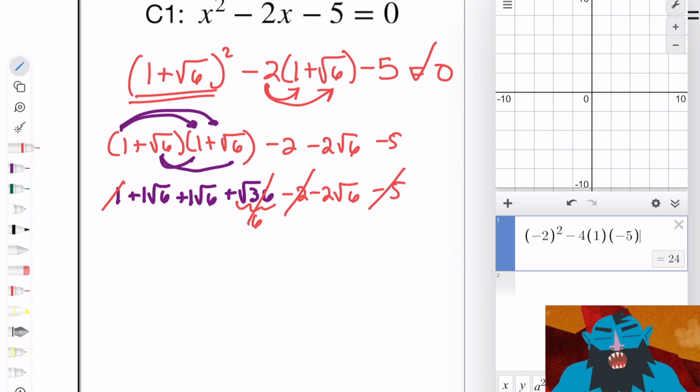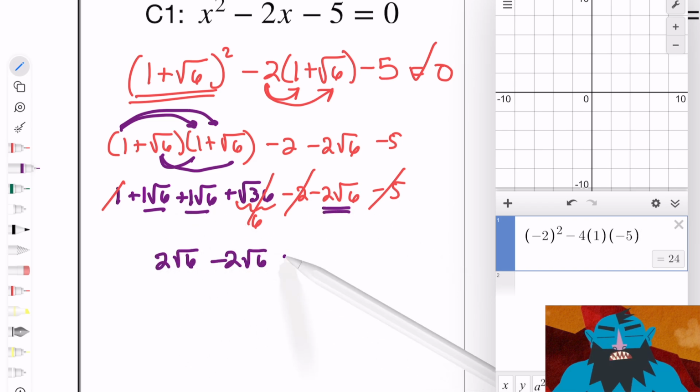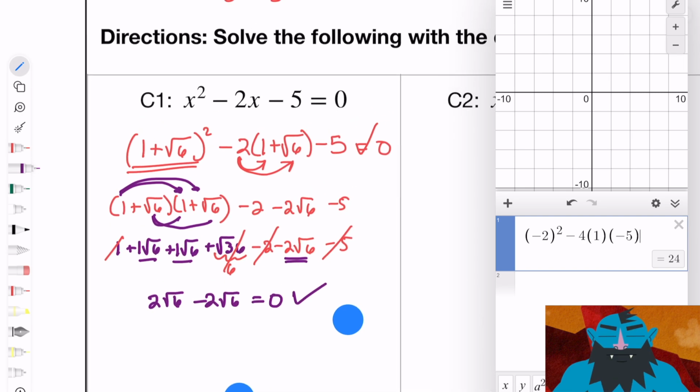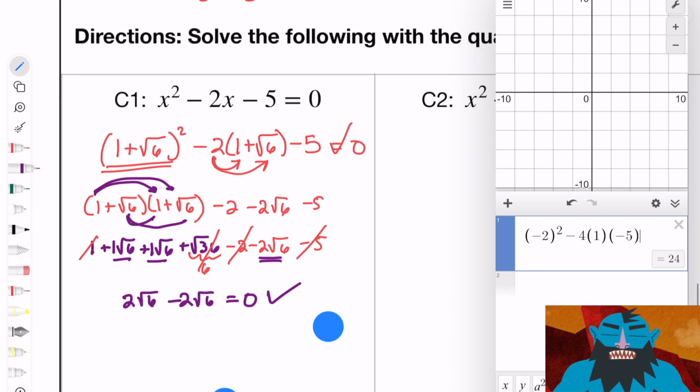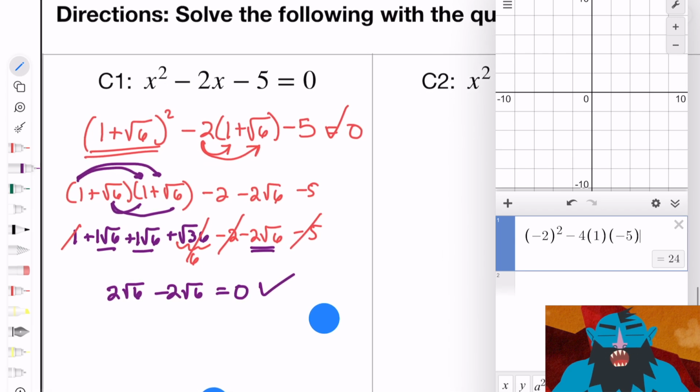Let's see what we got left here. I got 1 root 6 plus 1 root 6, that's 2 root 6's. Oh, over here I got to take away 2 root 6's. Yep, I get 0. Hey, it checks. If I plug in 1 plus root 6, that whole equation ends up equaling a 0. The same thing happens with 1 minus root 6.